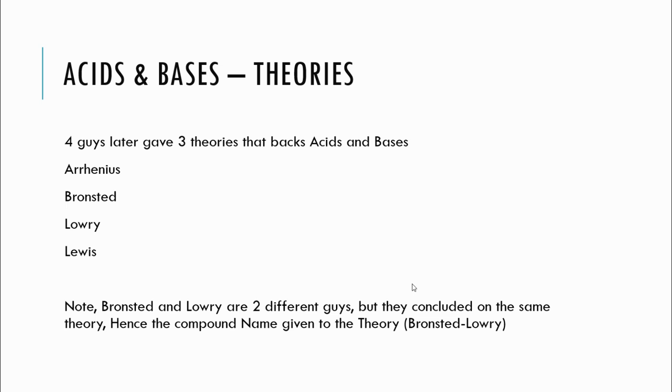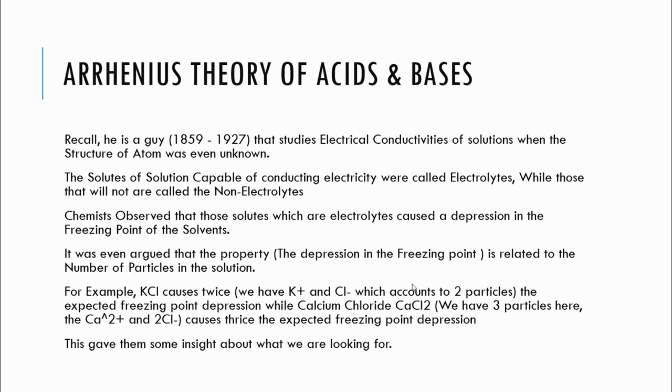If you know Bronsted-Lowry before, it's just two guys that did that work. Bronsted and Lowry are two different guys. They both worked together in 1927, and they gave us the same theory. So that's why we just merged the two of them together: Bronsted-Lowry theory. Okay. So Arrhenius now.